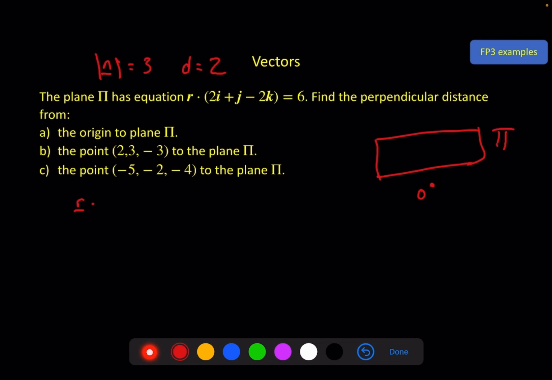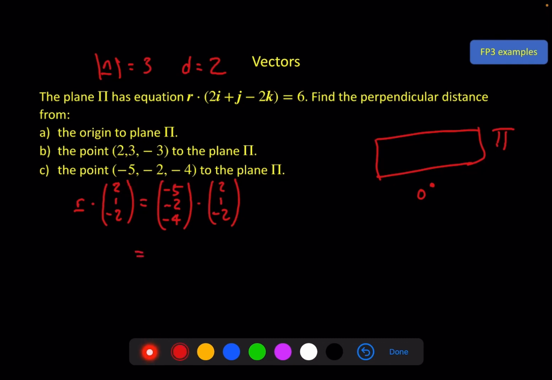So r dot the same normal, (2, 1, minus 2), is equal to, in this case, a is (minus 5, minus 2, minus 4) dot n, (2, 1, minus 2). So I'm doing the same thing. I'm creating a second, or in this case a third, plane parallel to the first. And I'm going to ask what is the distance from the origin to this plane, and then I'll use that to help me find the distance from this plane to this plane, which is the same as the distance from this point to this plane.